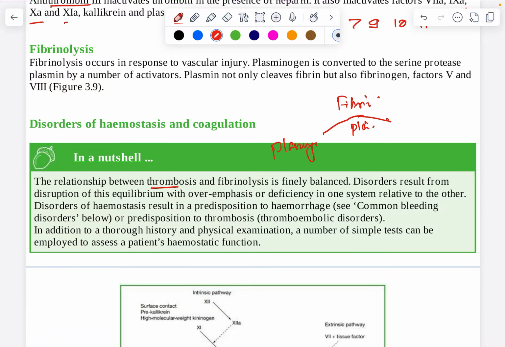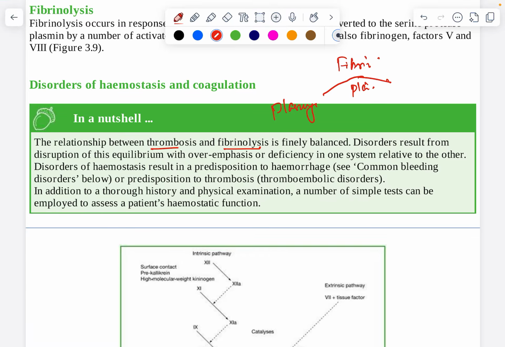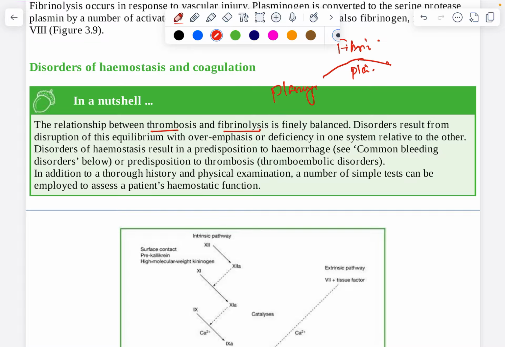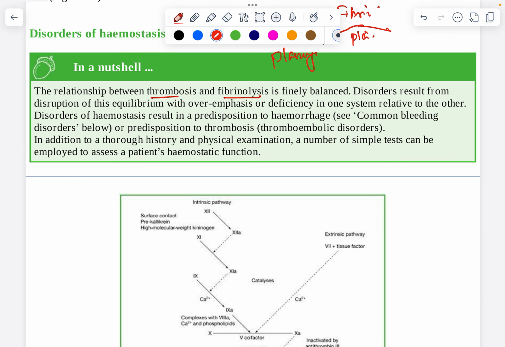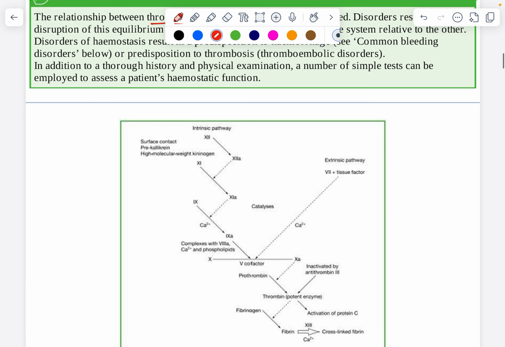The relationship between thrombosis and fibrinolysis is finely balanced. A disorder of hemostasis results from the disruption of this equilibrium, with overactivity or deficiency in one system relative to the other. So what are the predispositions to thrombosis? Common bleeding disorders are predispositions to thrombosis and thromboembolic disorders.